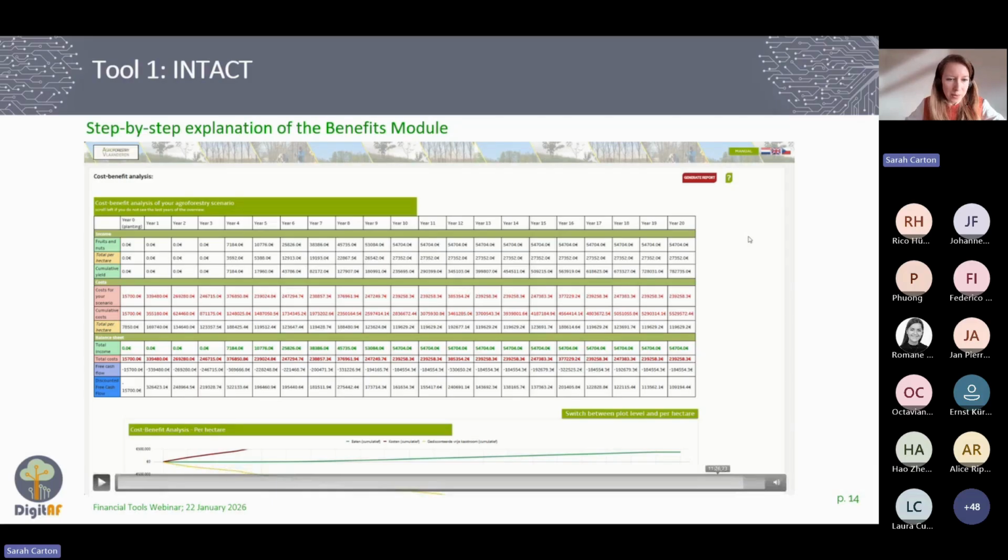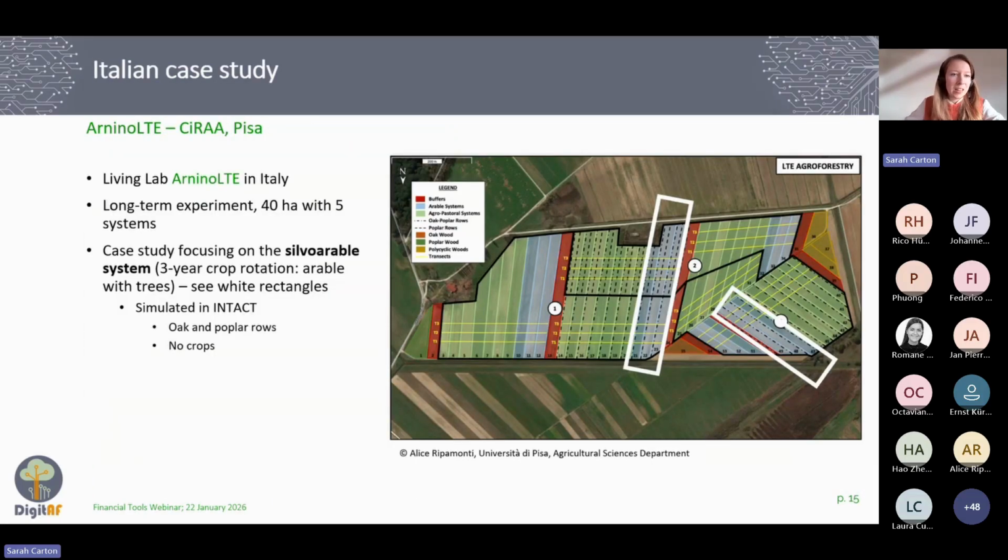That was the tool explained very quickly. Of course, we can build tools, but it's also really interesting to test them on real farms. So I used the Italian case, DigitAF's Italian case study, to see how I can use Intact, and does Intact really give a good, or realistic, result?